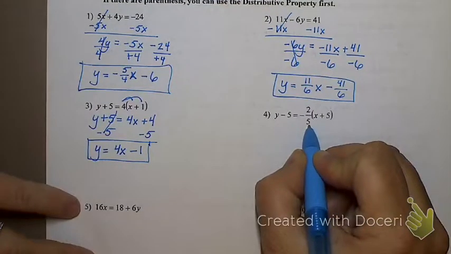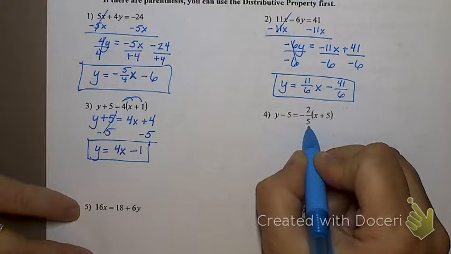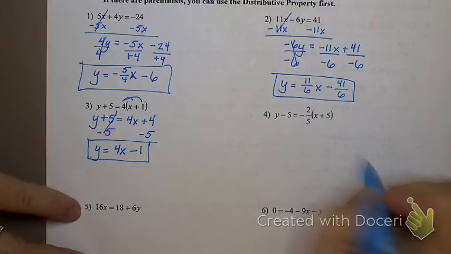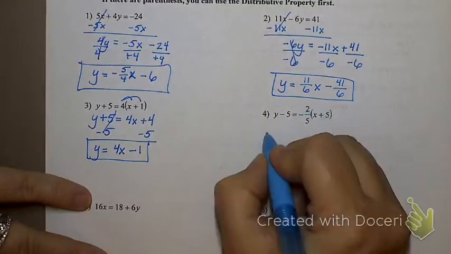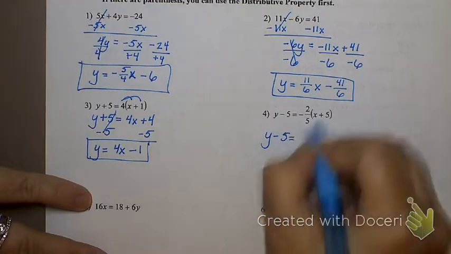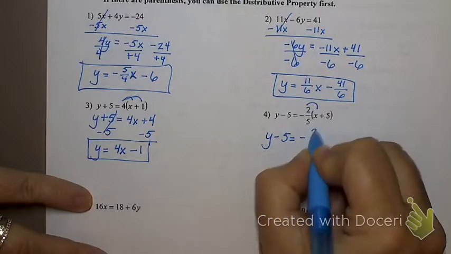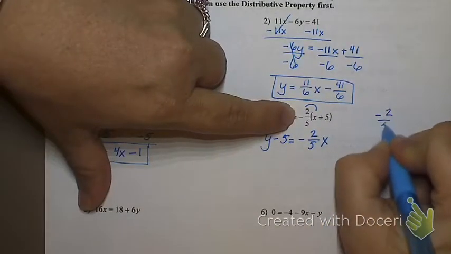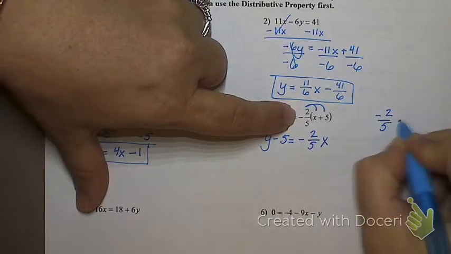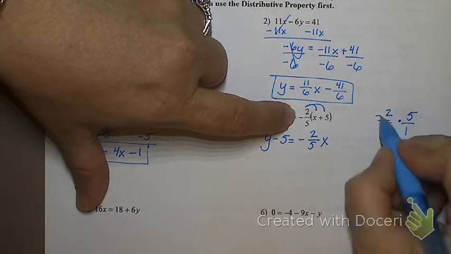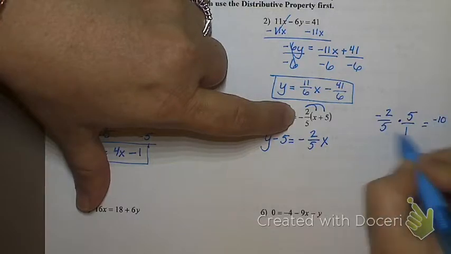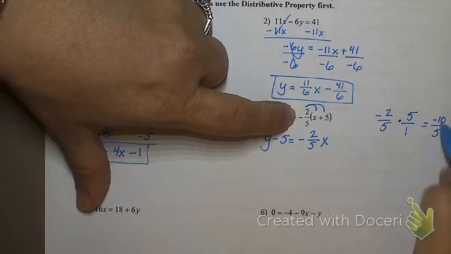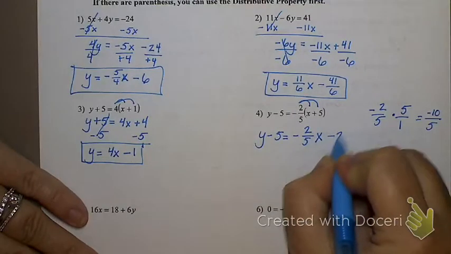This one's kind of ugly. We did this before. How can I get rid of the parentheses? Or can I distribute? Let's distribute. Y minus 5 equals, this would be negative 2/5 x, right? And then I need to figure out what's negative 2/5 times 5 over 1. Well, negative 2 times 5 is negative 10. 5 times 1 is 5, because we just multiply straight across. Top times top, bottom times bottom. What's negative 10 over 5? That worked out nice.